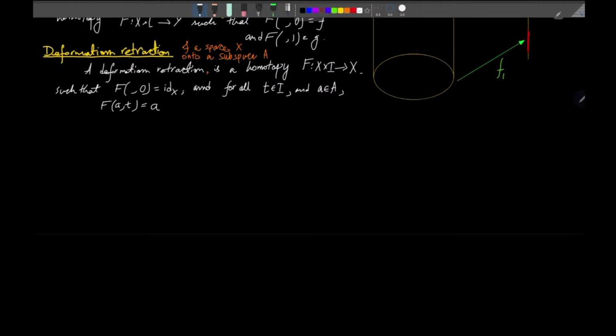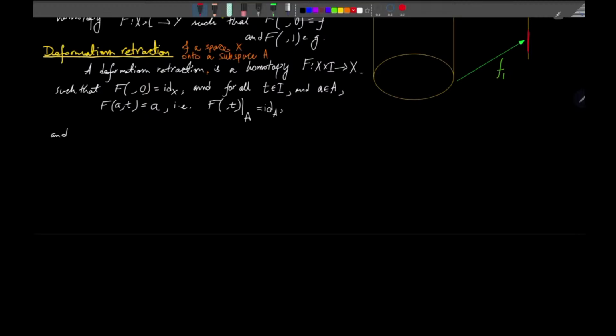And for all moments in time, and for every point in that subspace A, that point remains fixed. Throughout the time, f comma t, if you restrict that to the subspace A, is always the identity on A. That is another way of looking at it. So now, there is another condition. This is the third condition.